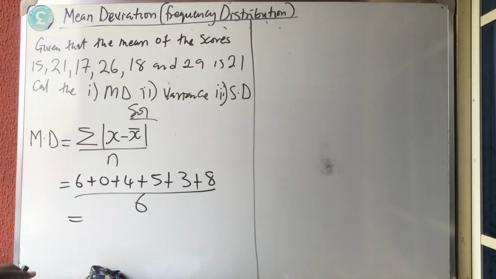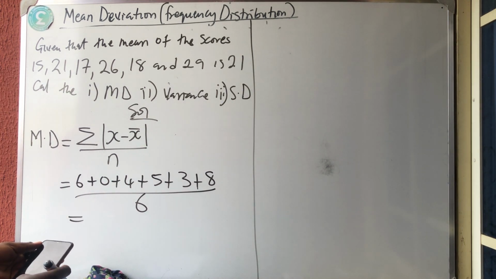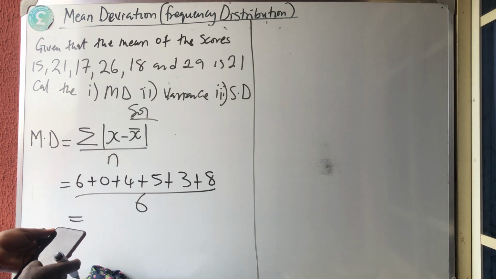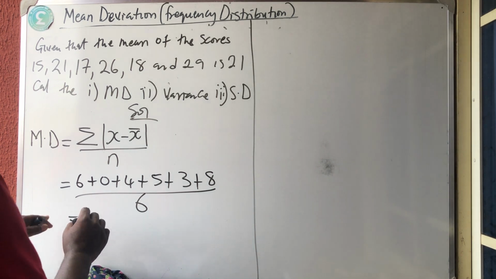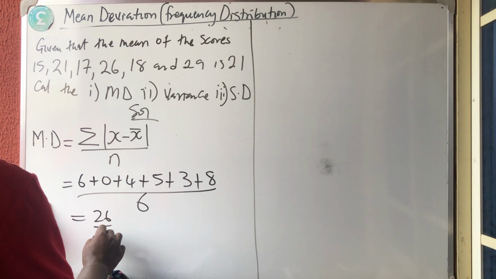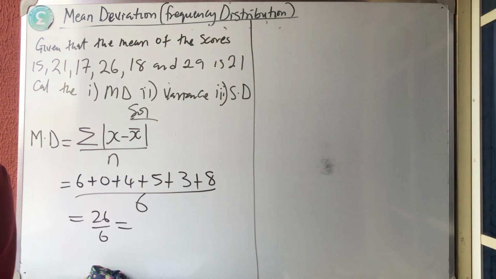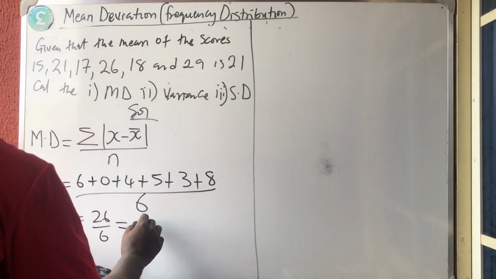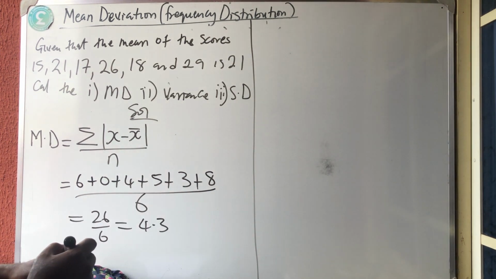So my answer now becomes 6 plus 0 plus 4 plus 5 plus 3 plus 8. So I'm having 26 divided by 6. So what do you have? So I'm having 4.3. So this is the mean deviation.